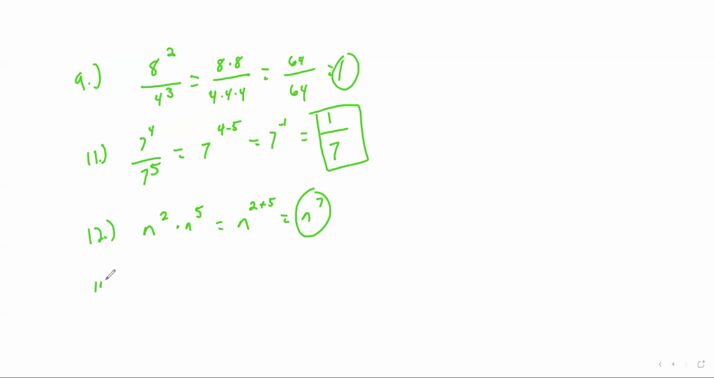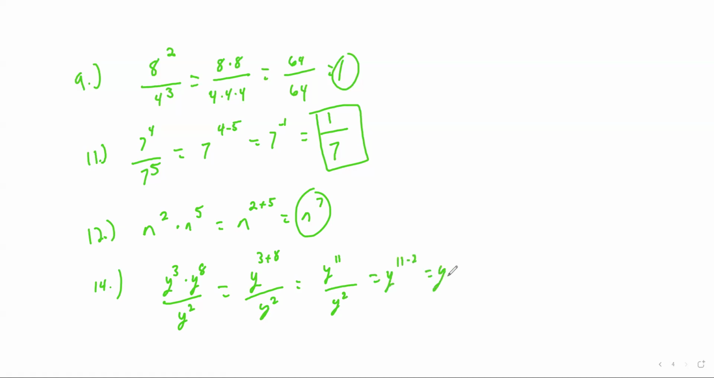All right, let's look at one more in this set. So that's number 14. I'm given y cubed times y to the 8th divided by y squared. So again, just like in order of operations, I want to simplify the numerator and the denominator first before trying to simplify. So in the top part, I'm multiplying like bases, so I'm going to add the exponents. So this becomes y to the 3 plus 8 over y squared. So that would give me y to the 11th over y squared. Now I can apply the next property. When I'm dividing like bases, I will subtract the exponents. So this will give me y to the 11th minus 2, which will give me y to the 9th.